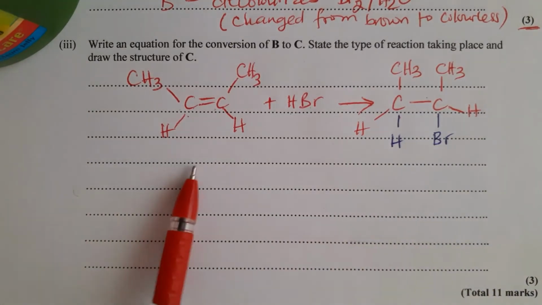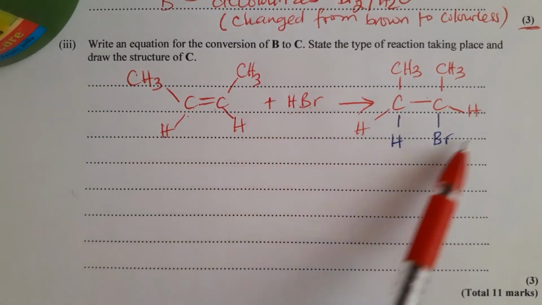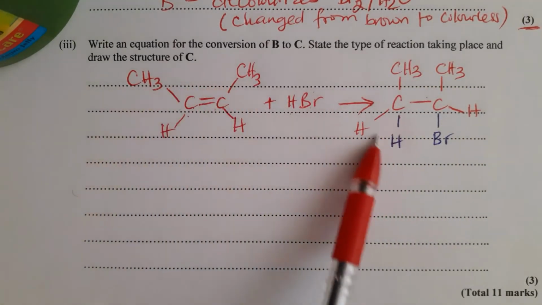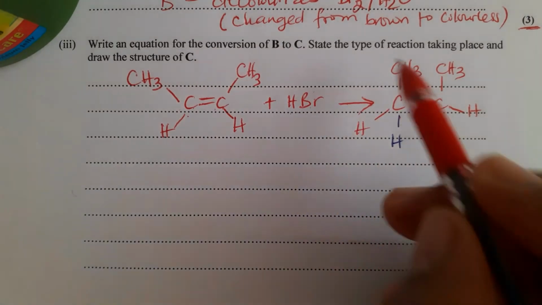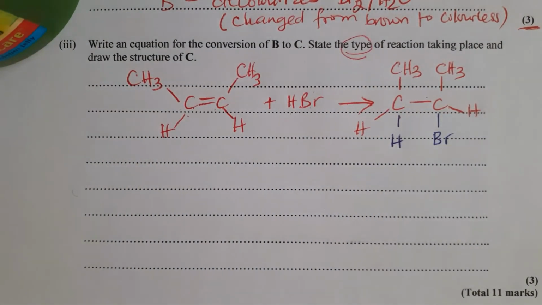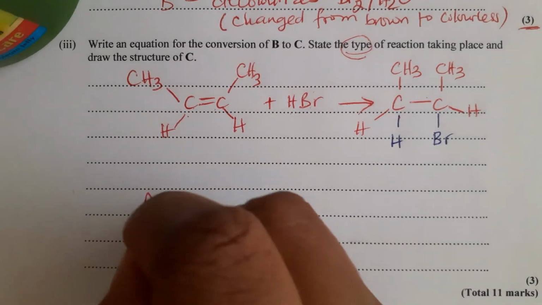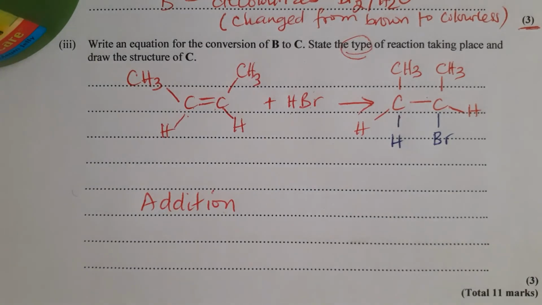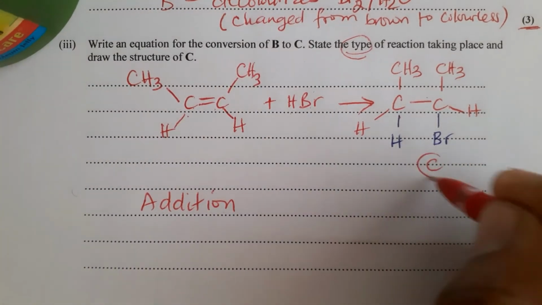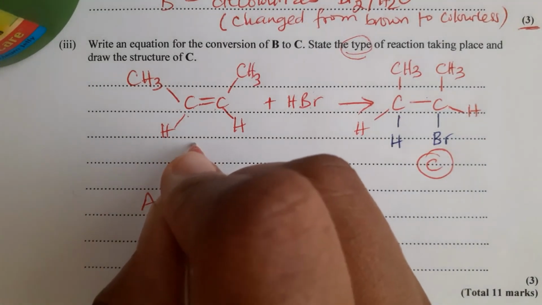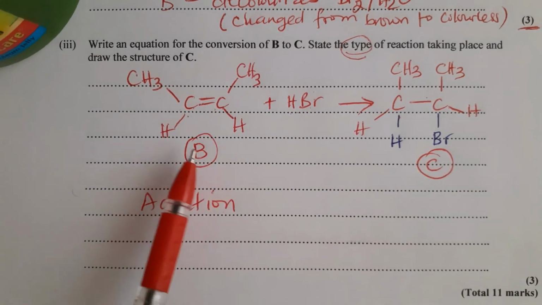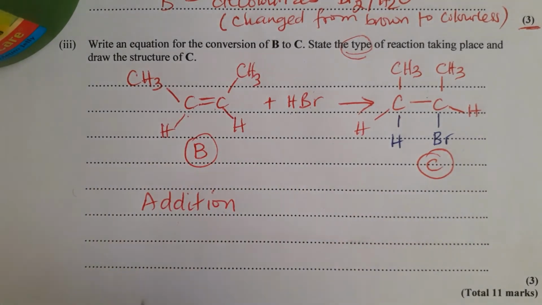If you realize you started with 2 molecules, you end up with 1. You've gone from an unsaturated molecule to a saturated molecule. So the question says, state the type of reaction that occurs. And this, as you've learned before, is what we call an addition reaction. And so this is a structure of C, this is a structure of B, and we've converted B into C via an addition reaction.